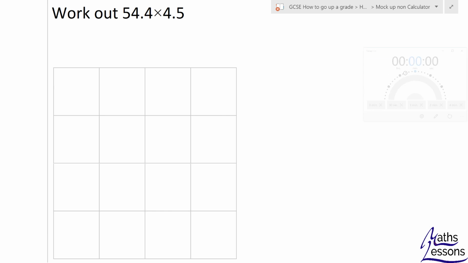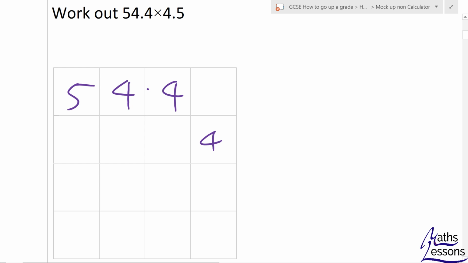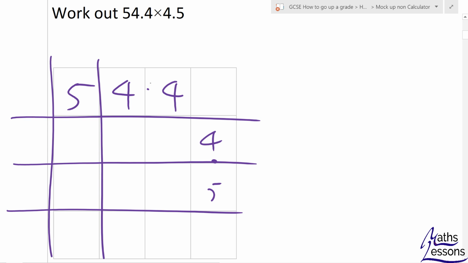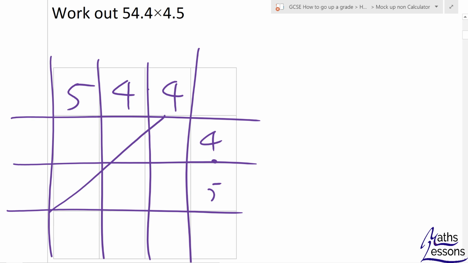Okay, so that's how to do that. There's a nice little way of doing these questions. Write a little grid out. I haven't quite left myself enough space in my grid. I forgot to put a column in. Put that in now. And you draw these diagonals here.